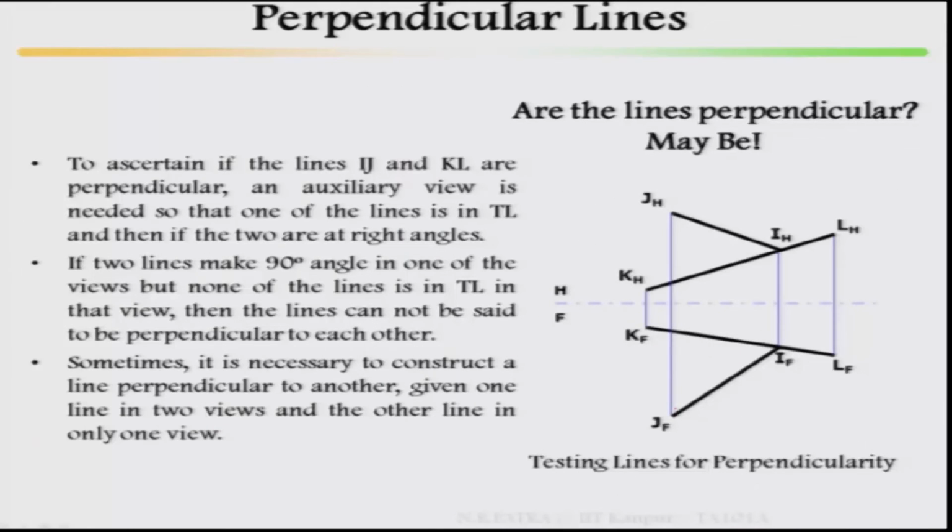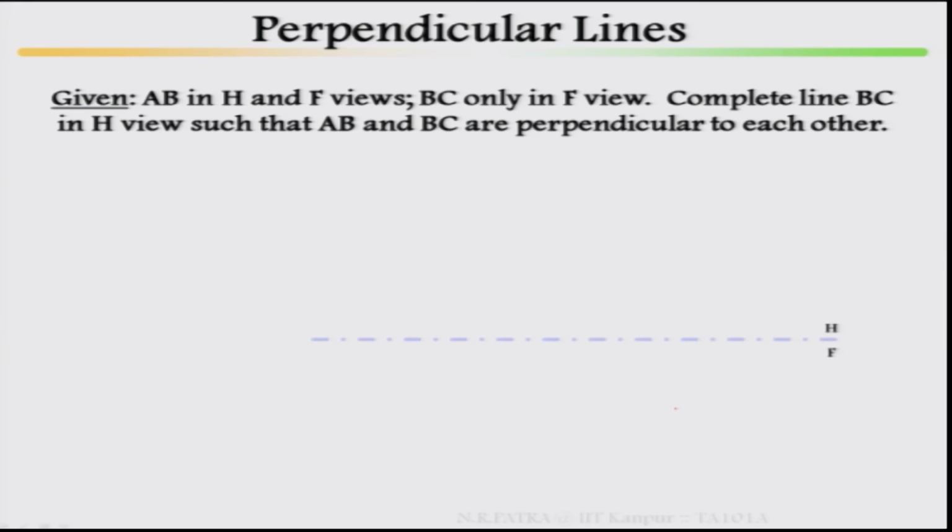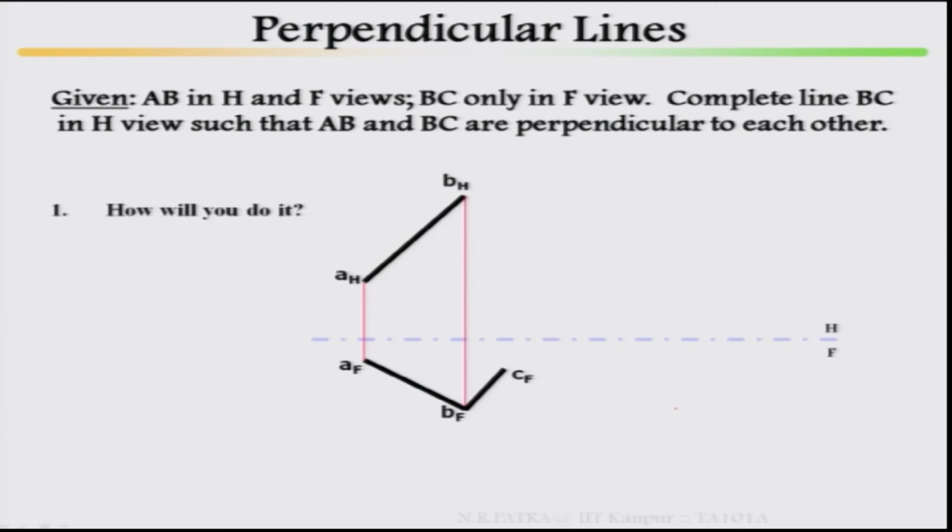Sometimes it is necessary to construct a line perpendicular to another given line, with the given line in two views and the other line in only one view. These are the kinds of cases where you can check whether lines are perpendicular or not. Given AB in horizontal as well as frontal view, then BC only in front view, this BC is not given in the top view, complete line BC in horizontal view. How will you do it?